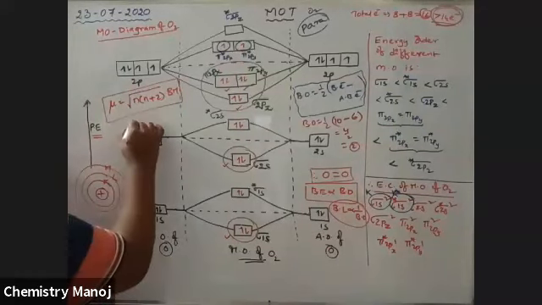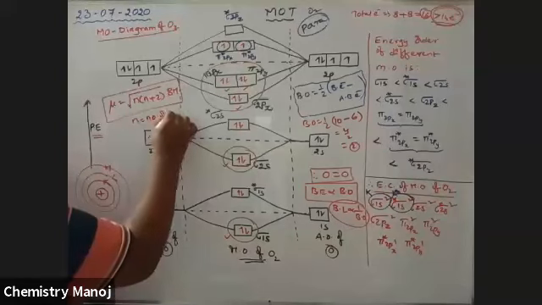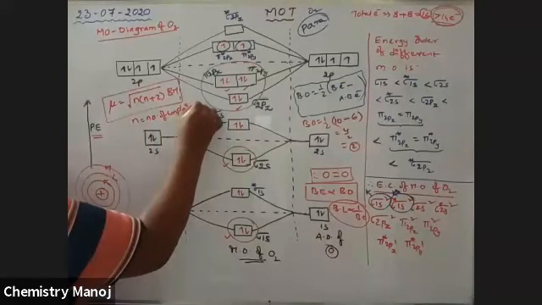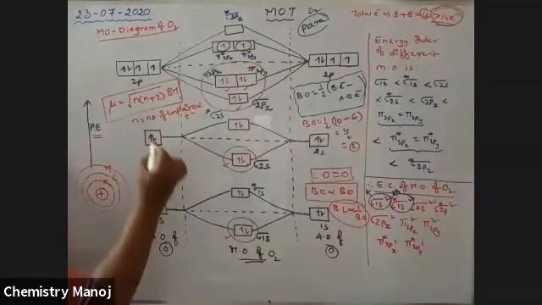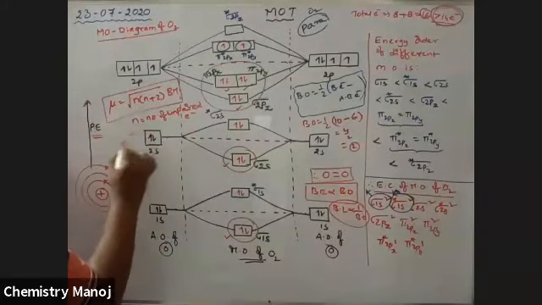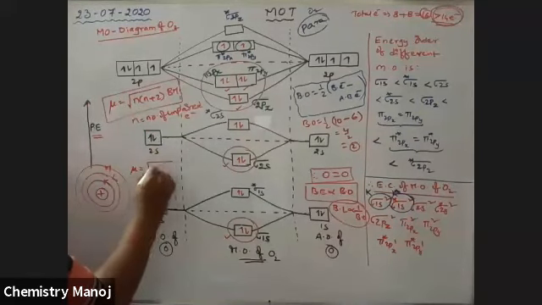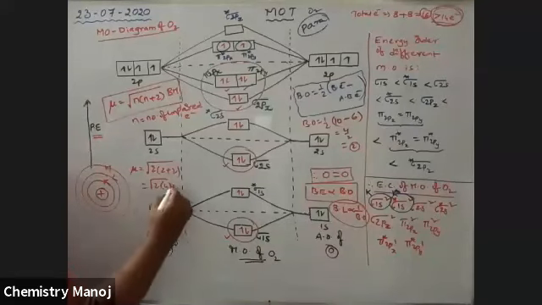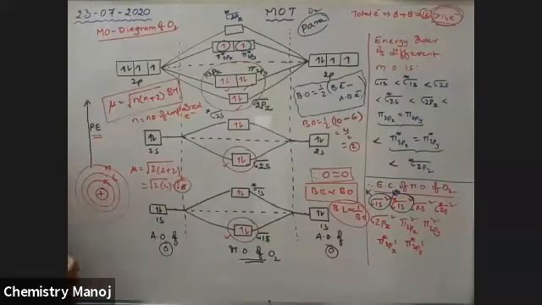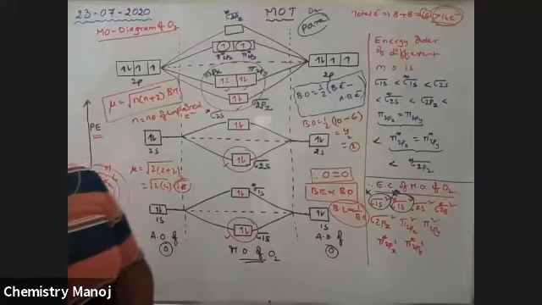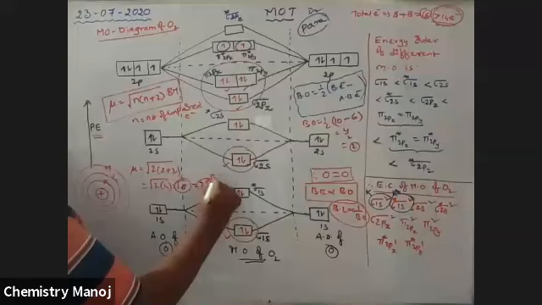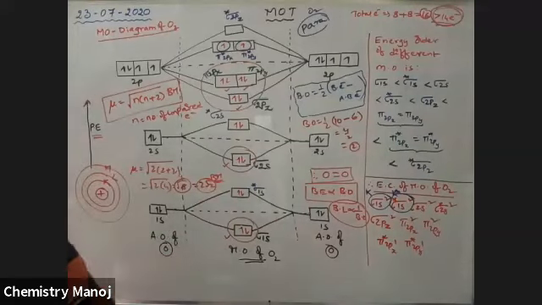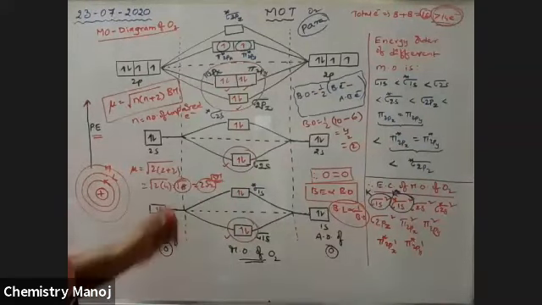Here n is equal to the number of unpaired electrons. How many unpaired electrons are there? 2 unpaired electrons. Therefore, in this case n is equal to 2, so mu is equal to under root 2 into 2 plus 2, that is under root 2 into 4, that is root 8. Root 8 is the magnetic moment, which means 2 root 2. The unit is Bohr magnetons, BM, the units of magnetic moment.